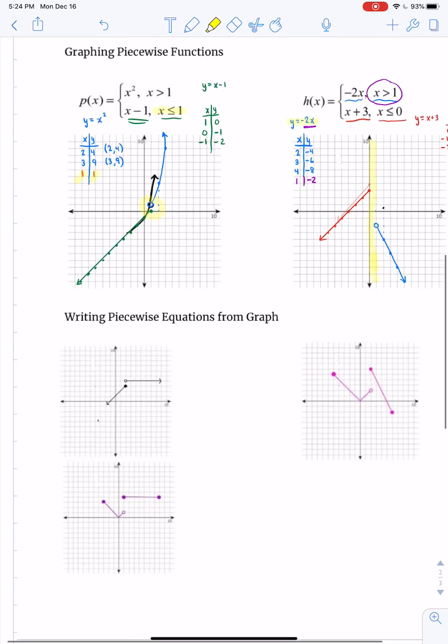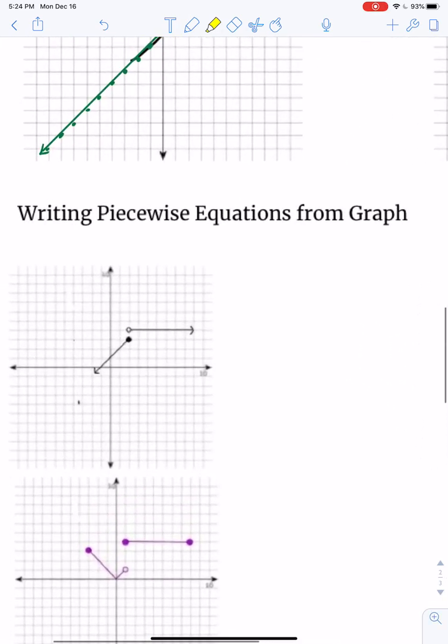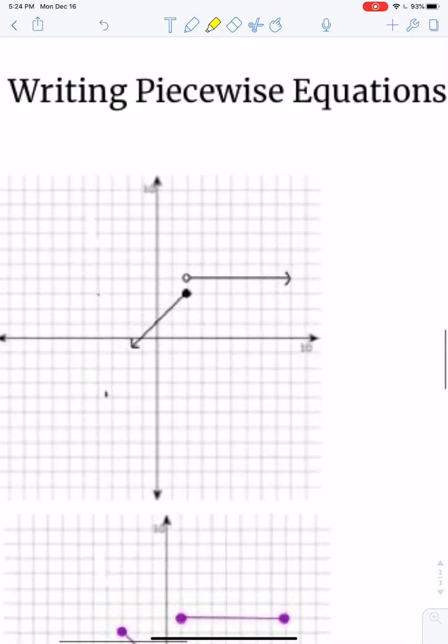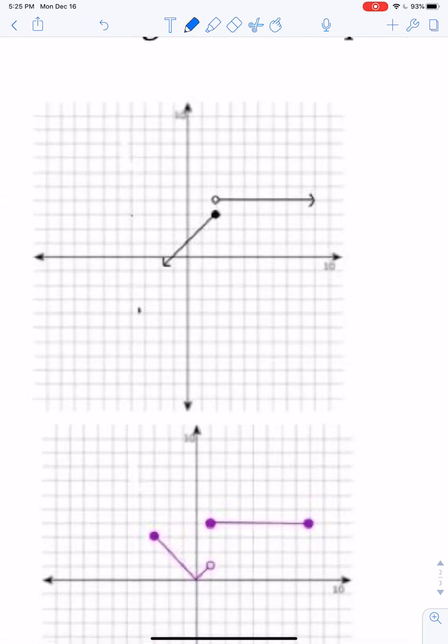So we've graphed some piecewise functions. Now we can look at a graph and we can write the equation by looking at the graph. All right, so let's start with this first piece here. Where is that little black point? What's the coordinate of that little point? It's 1, 2, 1, 2, 3, 2, 3.